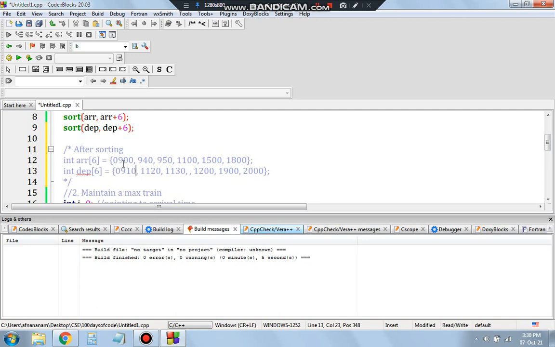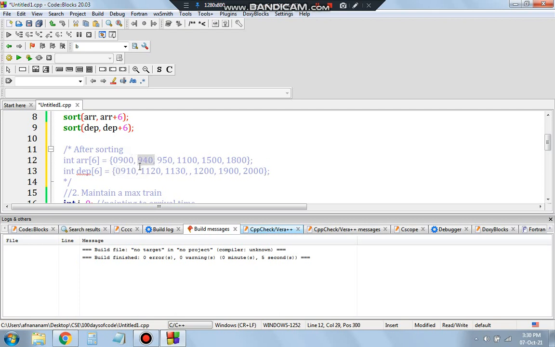What we'll do is check if the arrival time is less than the departure time or not. If the arrival time is less than the departure time, that means from 9 o'clock till 9:10 one platform is occupied, right? And after that we'll compare 9:10 with 9:40. If 9:10 is smaller, that means when this train comes at 9:40, this train has left, so the platform is free.